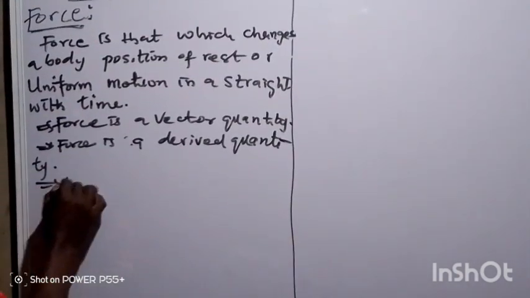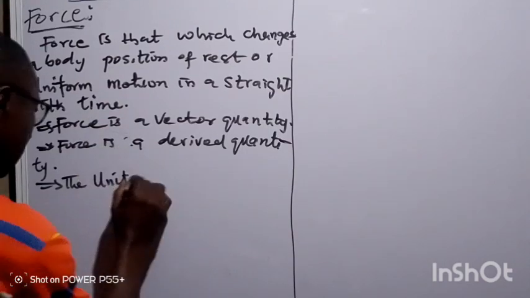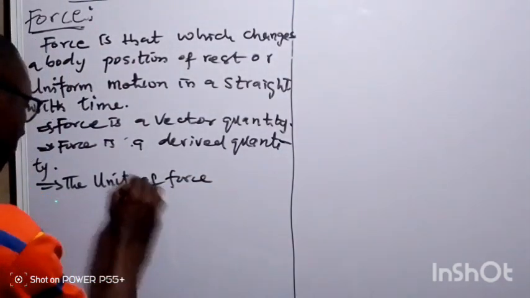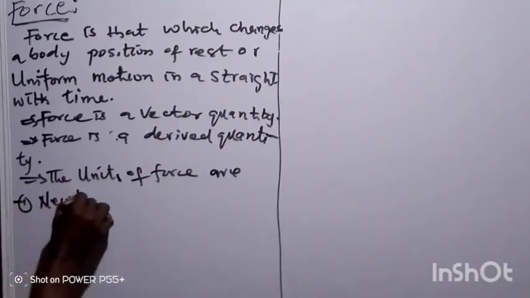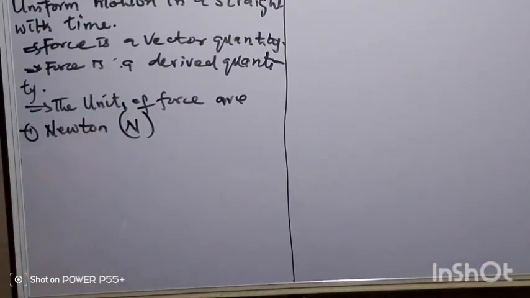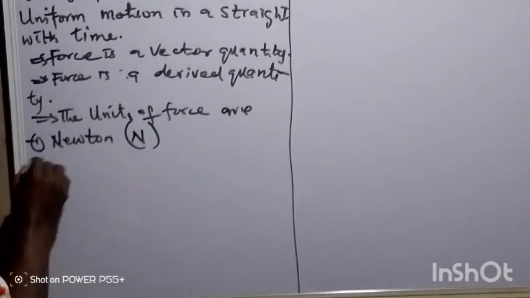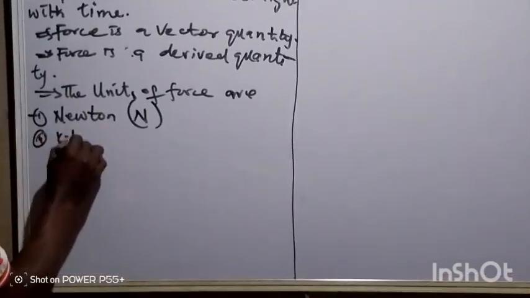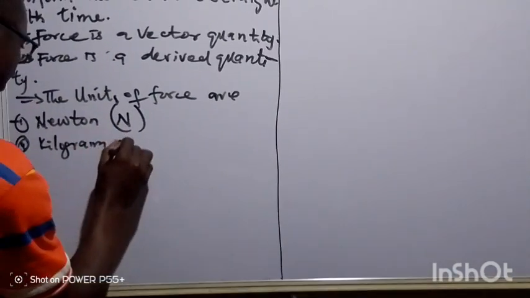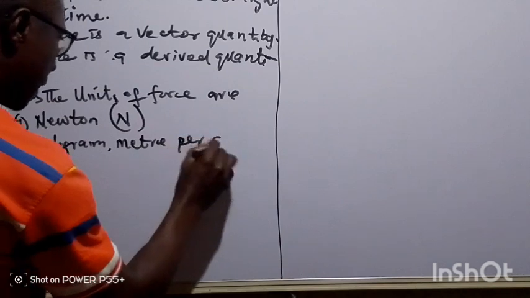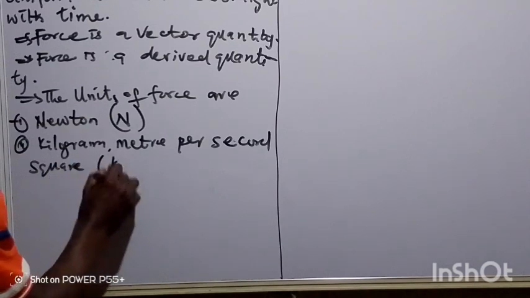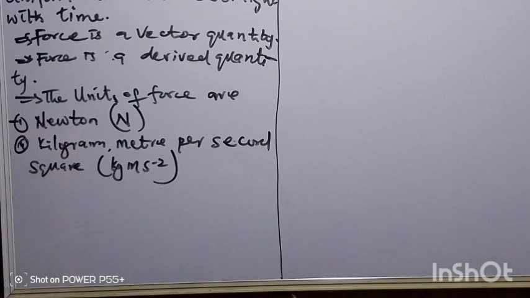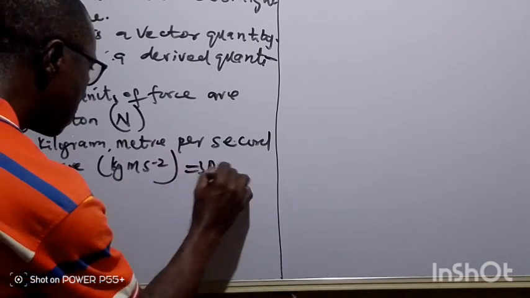The units of force are: 1. The first common unit is the Newton, denoted by capital N. And since we said force is a derived quantity, the second unit is kilogram meter per second square, that is kg m/s². And this is the basic unit of force.